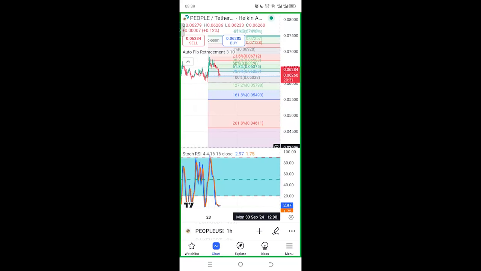So this indicates it is going to be the uptrend. This indicates the uptrend. So someone is going to say, now, how will I know? How will I trade?